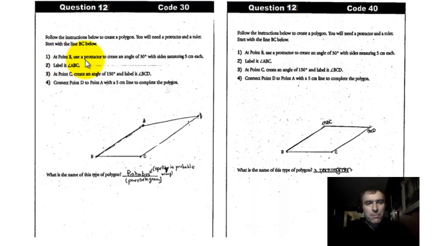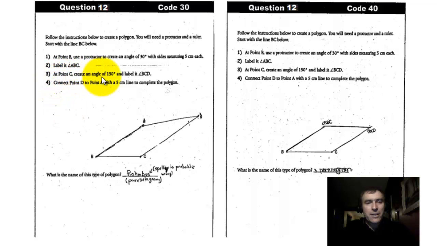So at point B, use a protractor and create an angle of 30 degrees with the sides measuring 5 centimeters each. So here the person put the protractor and you're measuring this angle here, and that gives you 30 degrees. And then it says label it ABC. So you can see they've got the A, the B, and the C. Whenever you label an angle, the middle one, B, is always where the angle is that you're measuring. So B has to be in the middle there.